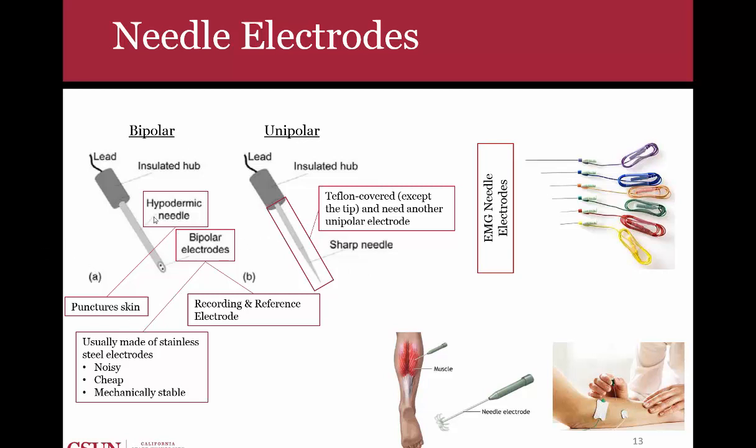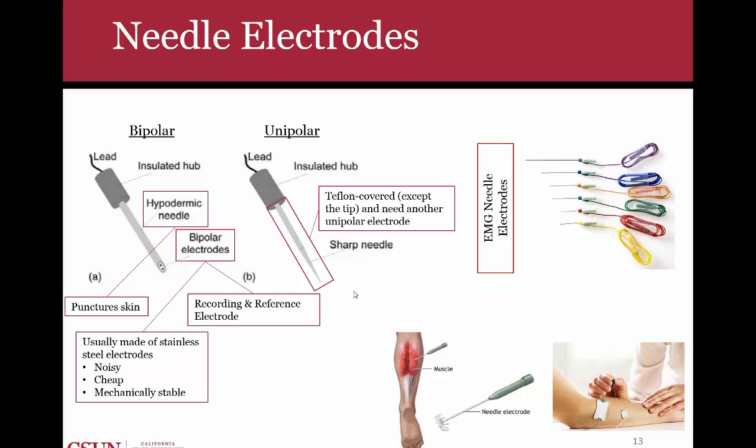In bipolar, you have a hypodermic needle that punctures the skin. And at the end, you have two little electrodes. What you do is you measure the voltage difference across those two electrodes to measure the direction and the magnitude of some of the EMG signals you're measuring. You can also have unipolar. The way this works is that it's only one electrode, and it's a sharp needle, and it's covered by Teflon. But you'd have to measure a voltage difference, so you'd have to have two unipolar electrodes that you can measure voltage difference across.